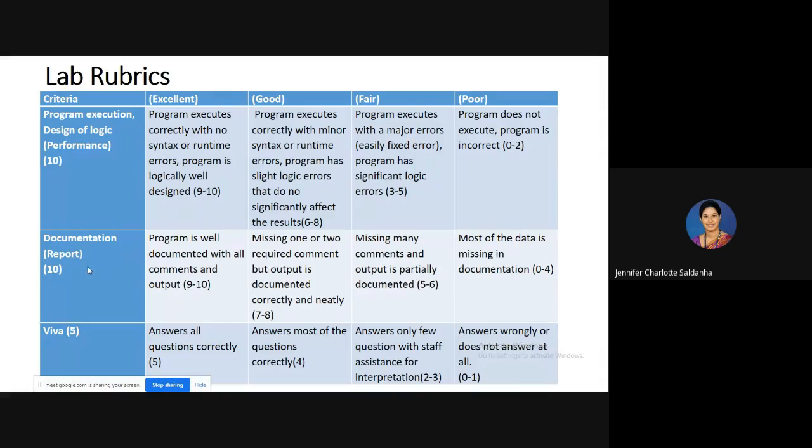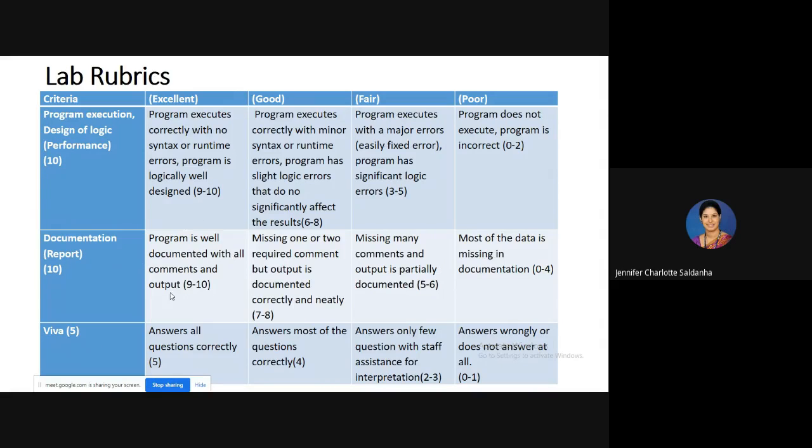Okay, so this documentation marks, these marks are for the report writing. But since we don't know about the offline labs, this particular aspect is under discussion, how to assess for documentation. Documentation means the program with the comments and the output is neatly documented. Program with comments and the neatly documented output. So for that 10 marks are given.